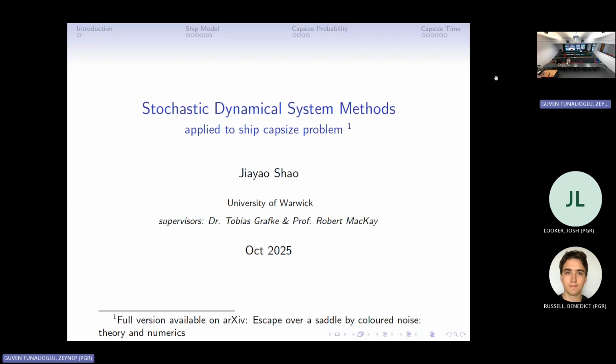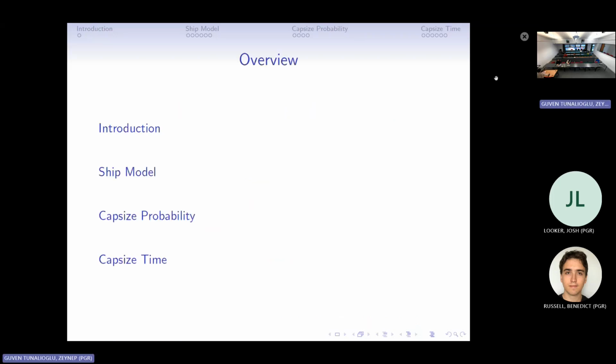Here I want to share the stochastic dynamical system methods applied to the ship capsize problem, meaning that I want to illustrate the method itself with a ship model, but it doesn't mean that this can only be applied to a ship model. We expect this to be applied to wider application scenarios. Okay, just some overview.